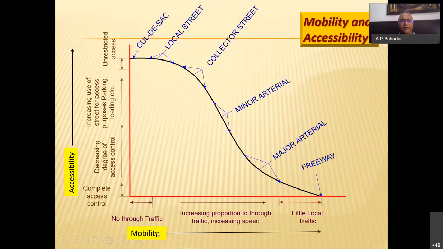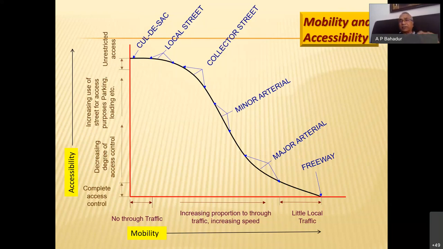Now, let me first define accessibility and mobility. Accessibility: the moment you come out of your house and want to go to a place, you want to access that place. Say, for example, the place you want to go is about 100 kilometers away. Naturally, you would like to be there in a reasonable time frame, depending on the speed at which you are traveling. If you are driving a car at 100 kilometers per hour over a distance of 100 kilometers, you should be able to reach in 1 hour.